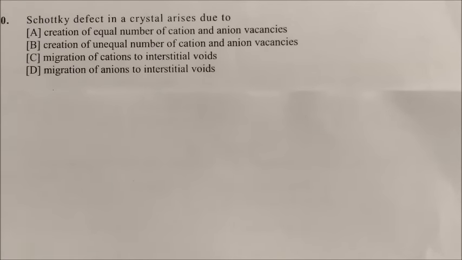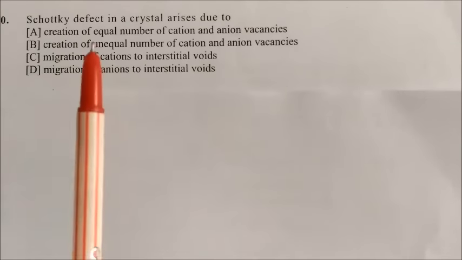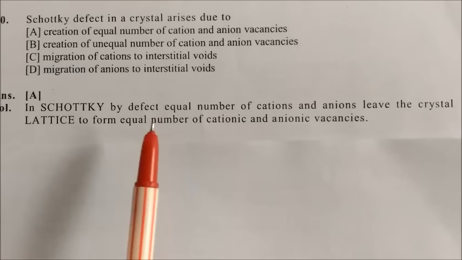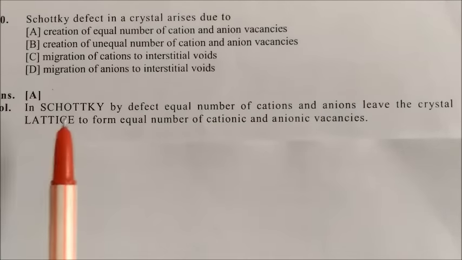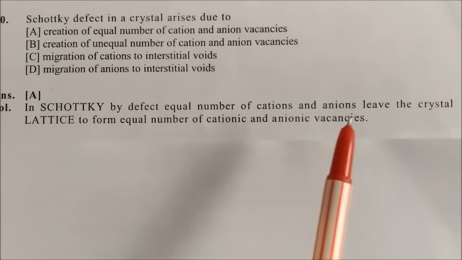Schottky defects in the crystal arise due to what? So we have four options. In Schottky defect, actually, what happens? It will create an equal number of cations and anions. They will leave the crystal lattice and they will form an equal number of cationic and anionic vacancies.